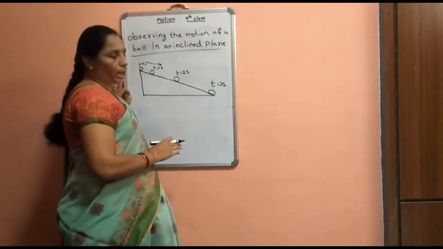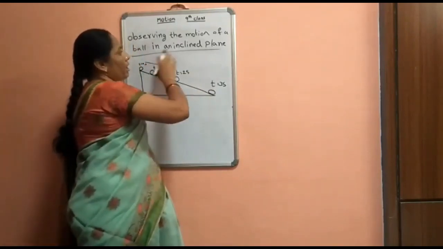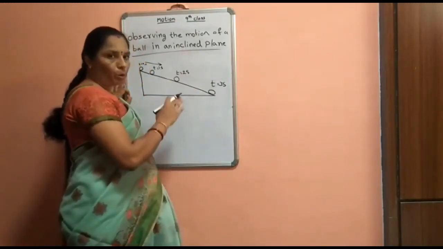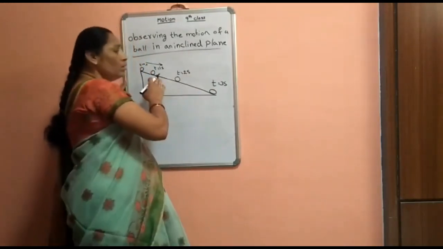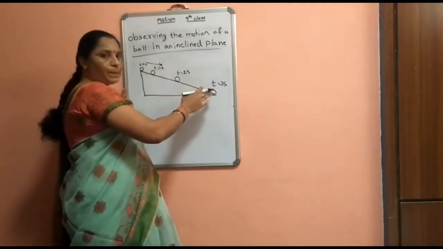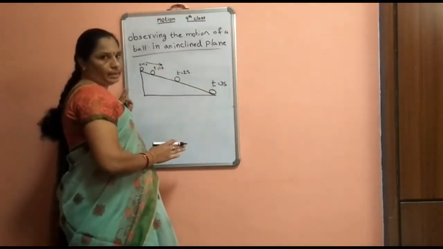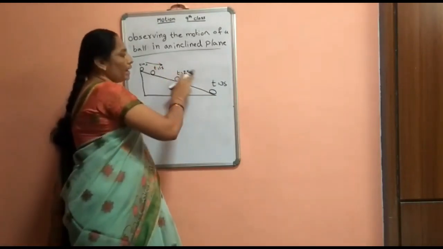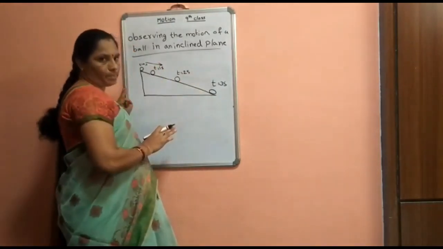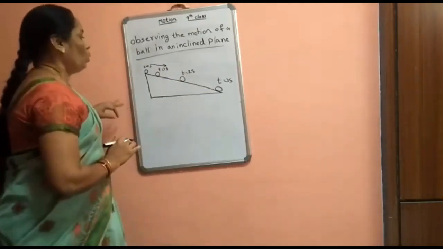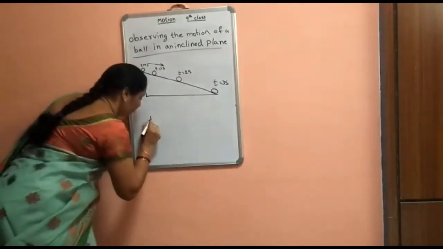So, we can conclude that in an inclined plane, when the ball is moving from top to bottom, the speed of the ball is increasing and the direction is the same. Now we can observe another.